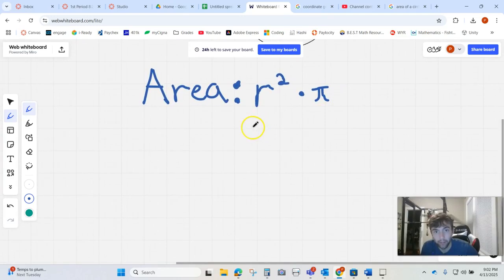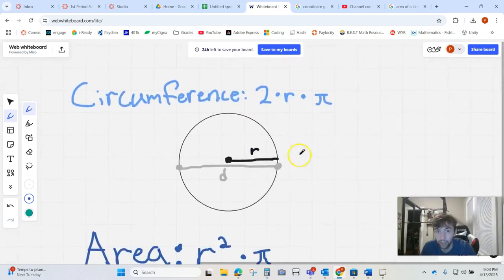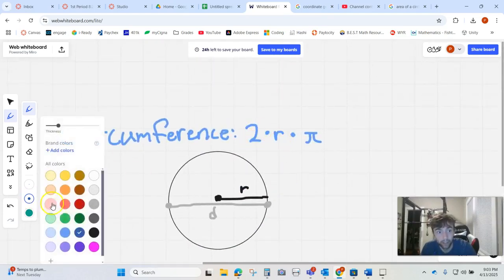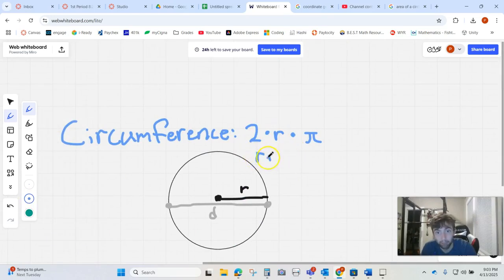This exponent means that there are 2 r's being multiplied together. Radius times radius. Radius to the power of 2, a number to the power of 2, means that there are 2 of that number being multiplied, not being added. No, not being added. That's what this is: 2 times radius. That's the same as radius plus radius, or just the diameter, times pi.